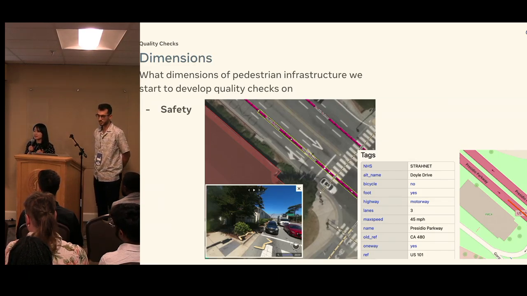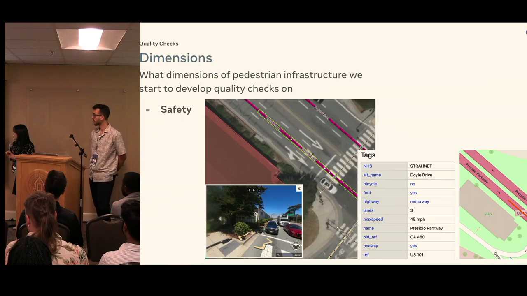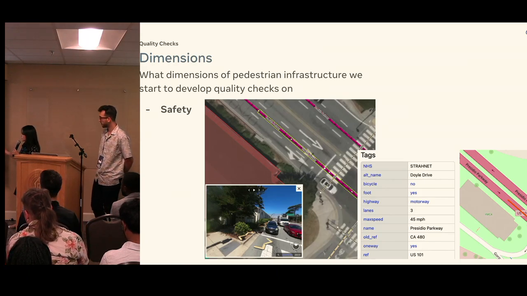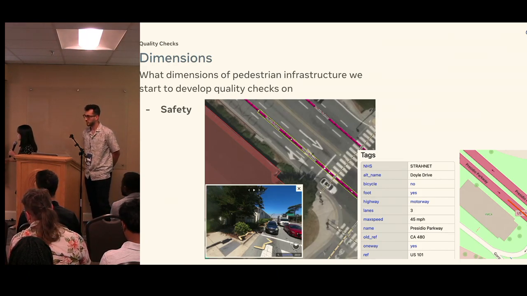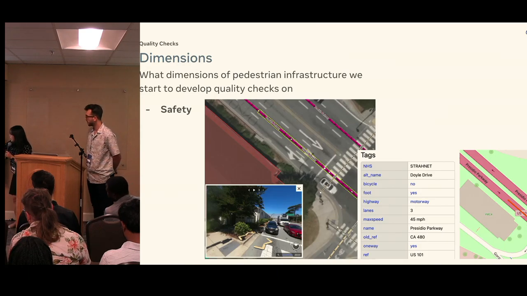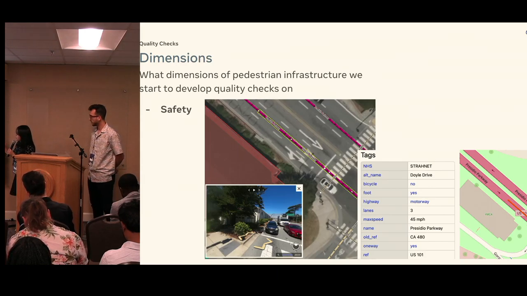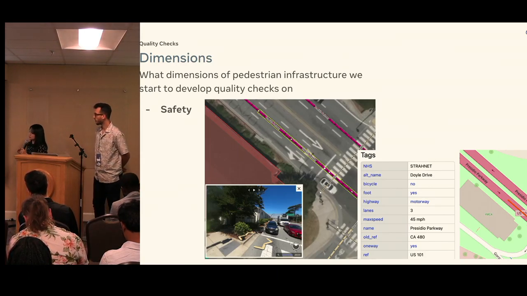So the quality checks in this dimension look for any obvious issues that cause dangerous routing. Like the example here, this motorway doesn't have a sidewalk along with it in reality. It's a part of Highway 101. But on OpenStreetMap, it does have the foot tag here indicating it's walkable. So the quality check within this dimension reflects these issues and encourages users to validate whether it is true or not and make fixes accordingly.